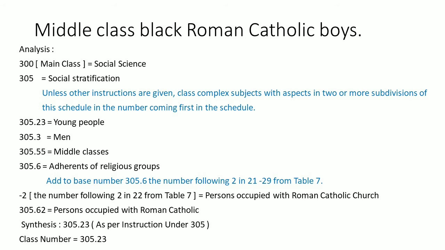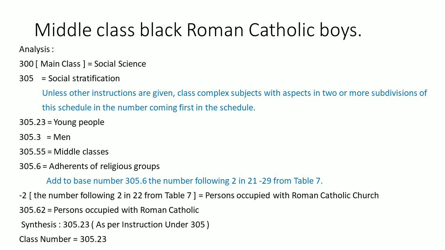I have told you previously, under 305, that is social stratification, there is an instruction. I said that I will discuss it later. Here we have to read the discussion carefully. What is the instruction? Unless other instructions are given, class complex subjects with aspects in two or more subdivisions. Here there are more aspects, more subdivisions.